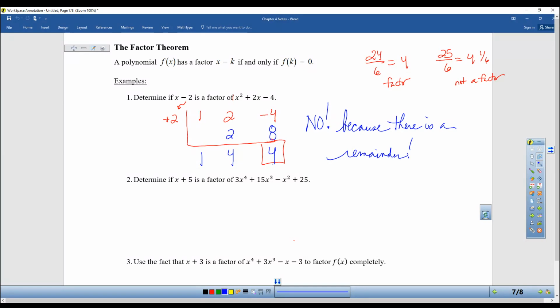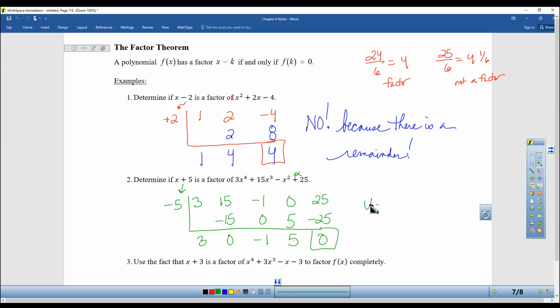You should try these next two on your own. Determine if x plus 5 is a factor. I love these. You just have to remember to make that opposite. So if x minus 5 is a factor, I'm going to put this here: 3, 15, -1, careful, careful, careful, 0, and then 25, because there's no x term. So add, multiply, add, multiply, add, multiply, add, multiply, add.